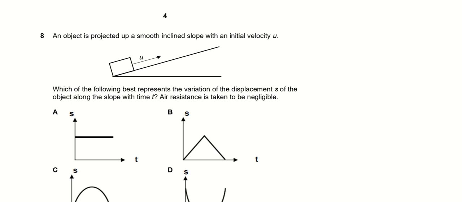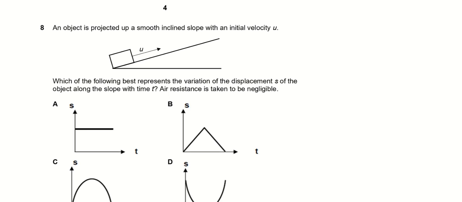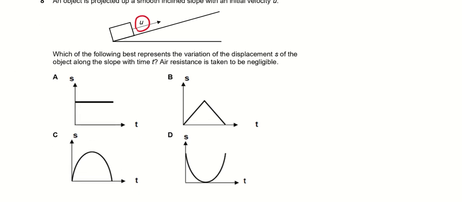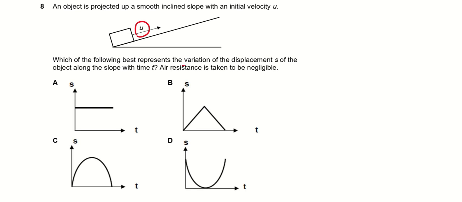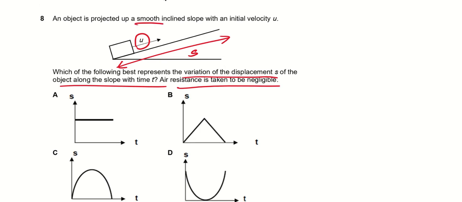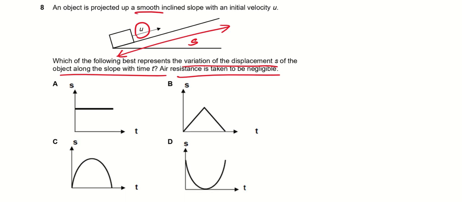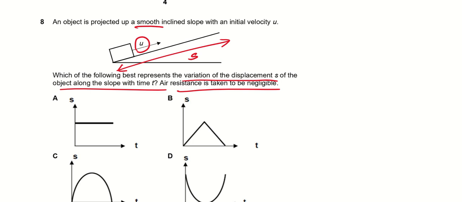Question 8: an object is projected up a smooth inclined slope with an initial velocity of u. That means it has an initial velocity of value u. Which of the following best describes the variation of the displacement s of the object along the slope? They are asking for the displacement with time. Again, air resistance is taken to be negligible. Smooth means no friction. Because it has to do work against gravity, it cannot be A.